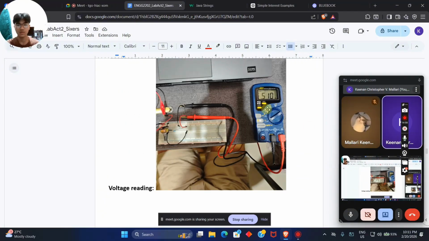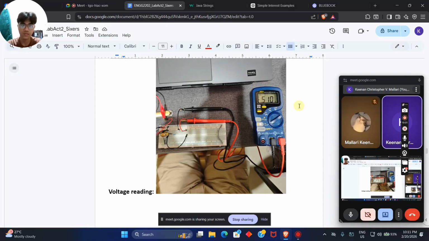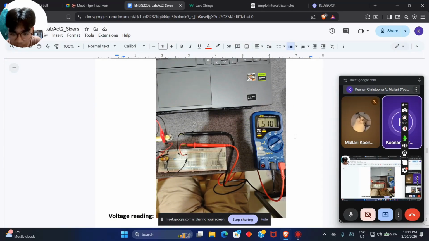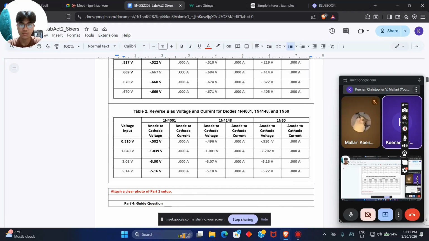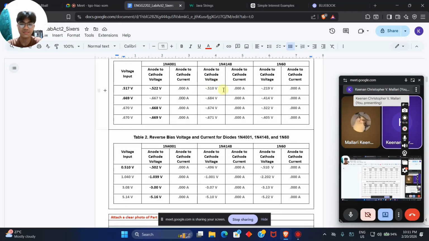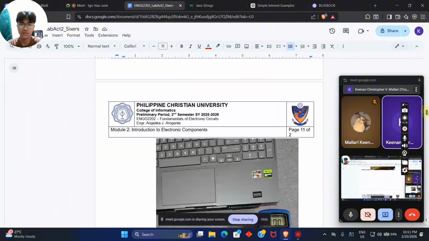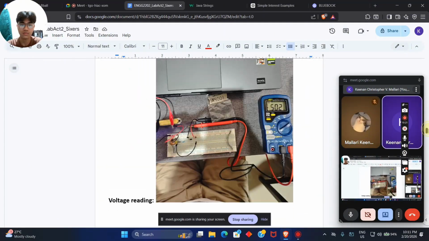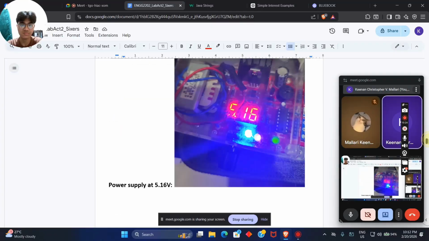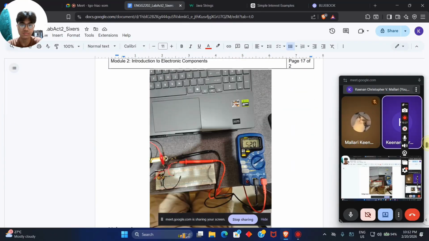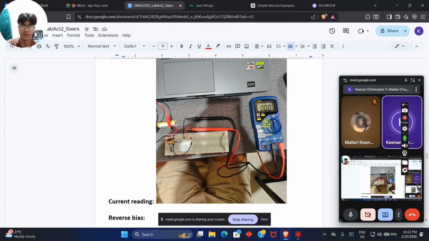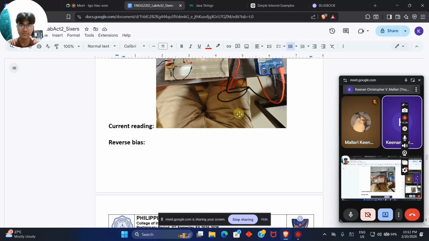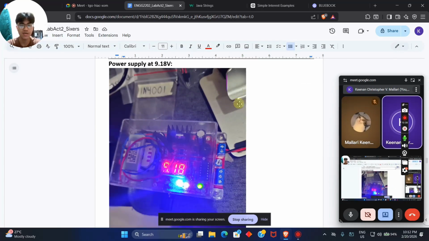Okay, voltage reading. Here it showed negative 0.510 volts. Let's check it on the table. Here it is. Being our reading is correct. And here is the reading for the current bias again. And it's time for the reverse bias.